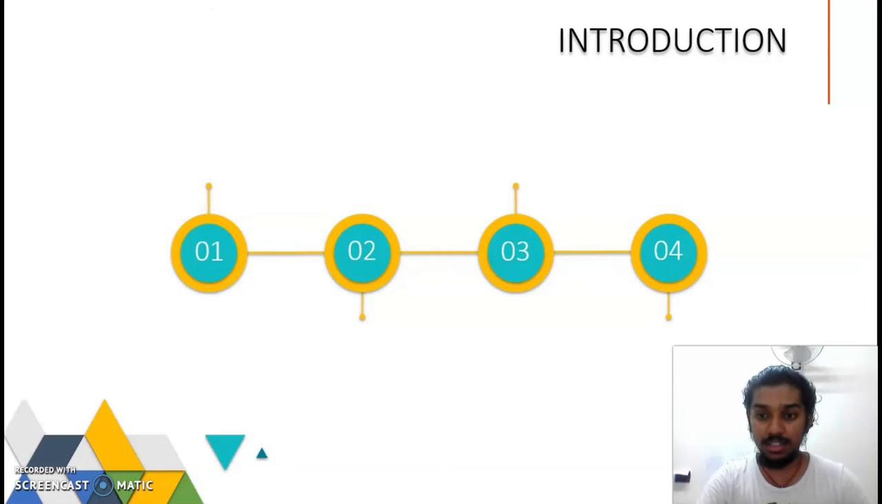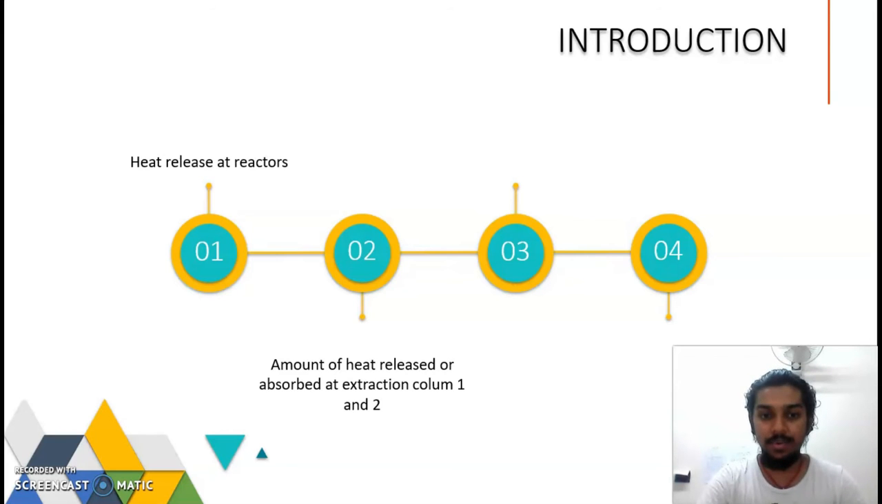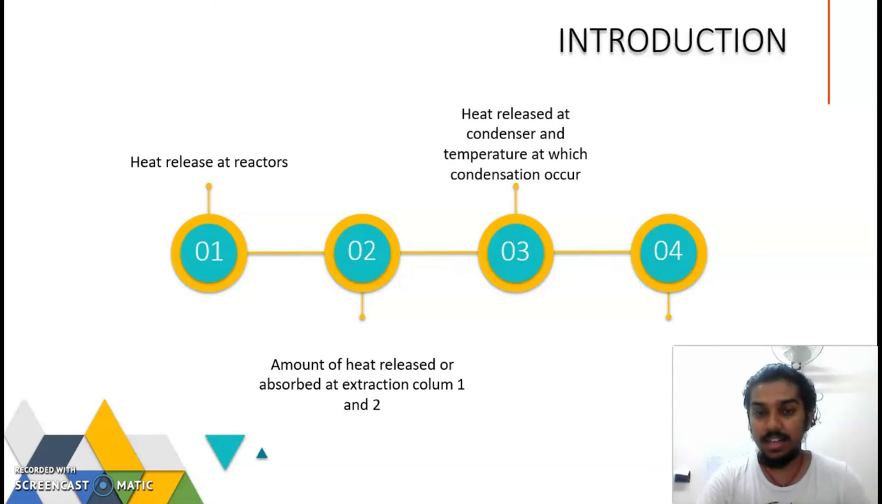There are basically four tasks given under this mini project. First one, heat released at reactors. There are two reactors, which is neutralization reactor and oxidative reactor. Second one, amount of heat released or absorbed at extraction column 1 and 2. Third, heat released at condenser and temperature at which condensation occurs. And finally, the power at distillation column 1.